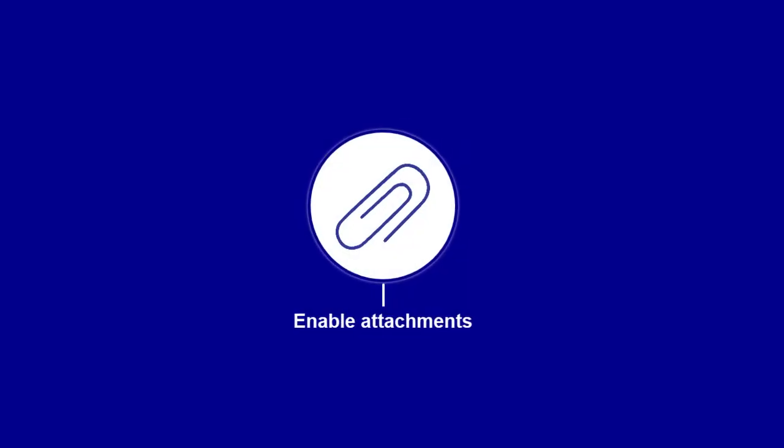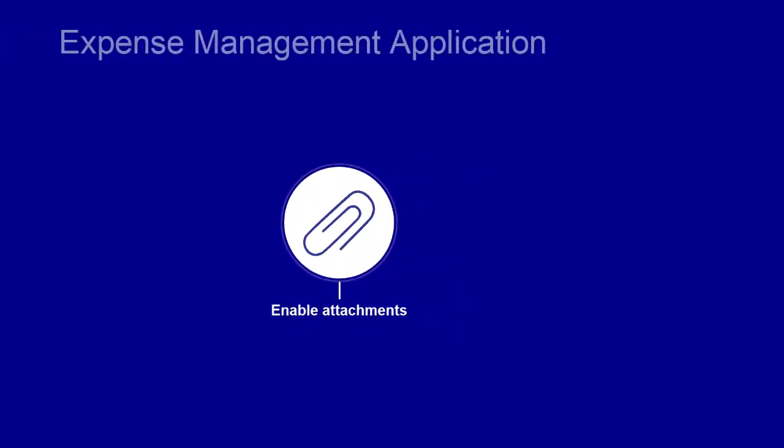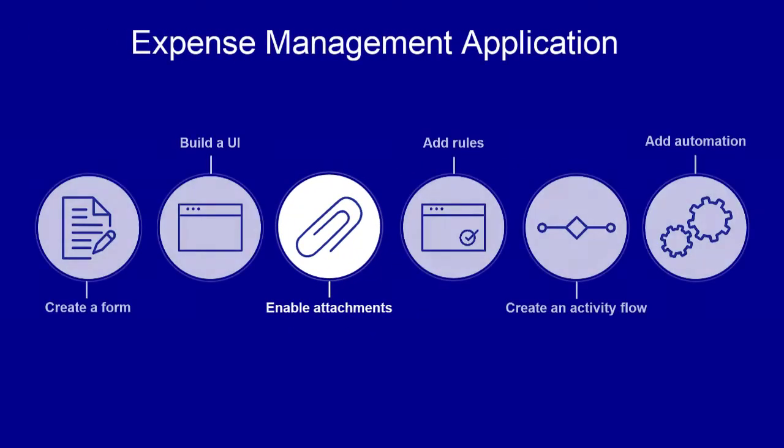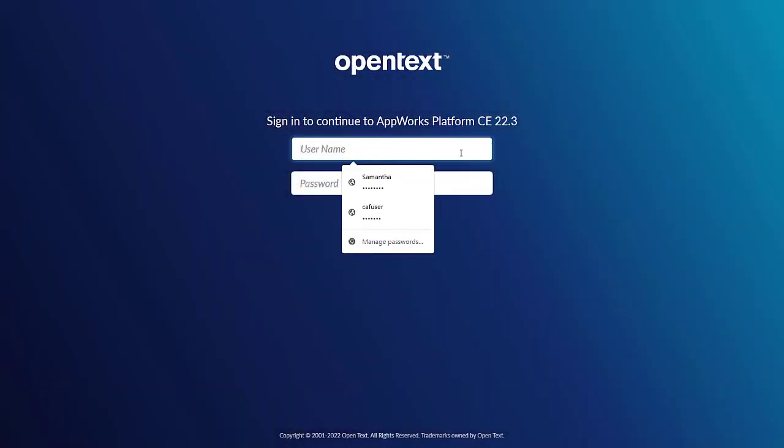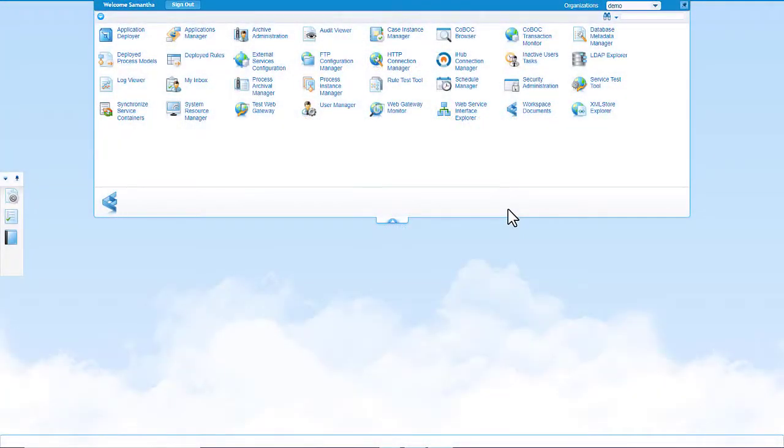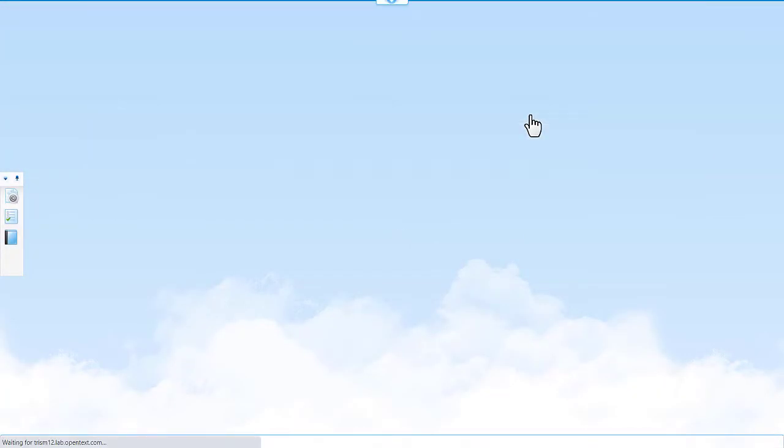This is the third video in the expense management application series. In this video, you will learn how to enable uploading a receipt by using the file building block for an expense reimbursement. Sign into AppWorks platform using your credentials. Then, open the created workspace.